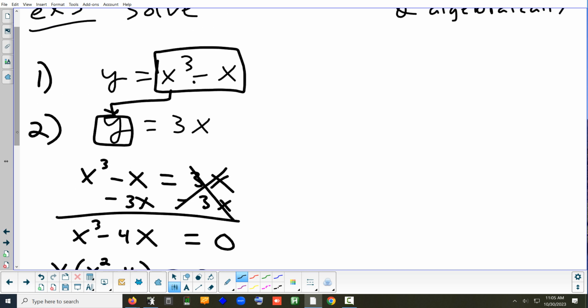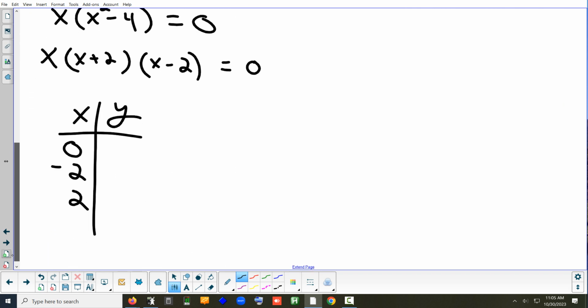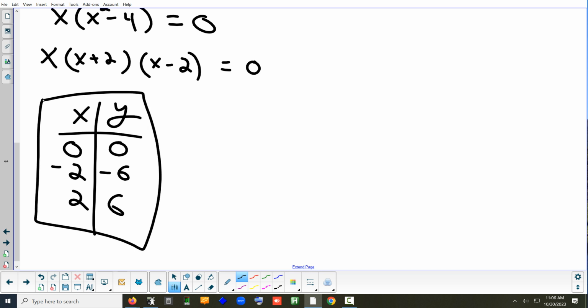Okay, so which one did we decide is easier to substitute back into? Yeah, y equals 3x. Just take your x value and triple it. So what's going to be your first y value? 0. Your second one? -6. And your third one? Yep. And there's one way you could write all your answers. So if you were to graph this one, how many times would they cross? 3 times. And where they would cross are those 3 coordinates right there. 0, 0; -2, -6; +2, +6.